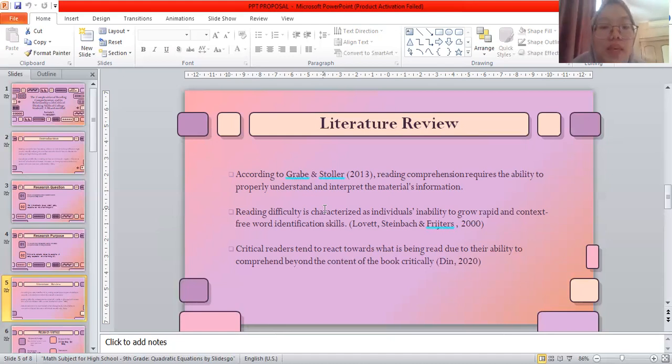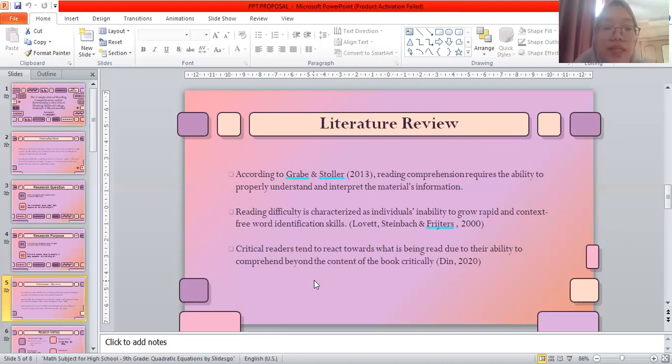And next is the literature review for reading difficulty. I have Buffett, Steinbach, and Friedrich in 2000. It talks about reading difficulty, and I will also highlight reading difficulties from others, such as how it can be characterized and how it happens to individuals.